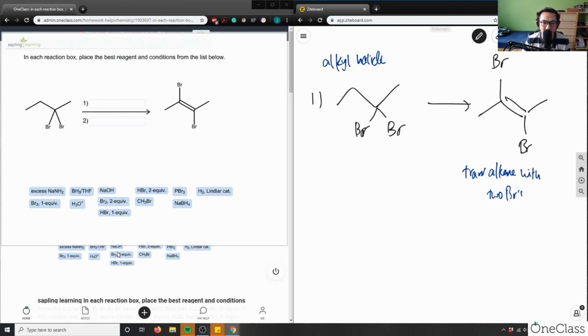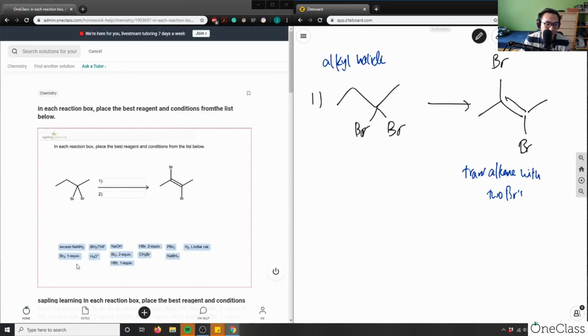PBr3, again, is just a bromination. Lindlar's catalyst doesn't do anything with my alkyl halide with the alkene double bond, because that just reduces alkynes to alkenes. Bromine, 1 equivalent, doesn't really do much here. The acid here wouldn't reduce my base here. It would actually just make an OH group, so another hydroxyl. CH3Br does not react with an alkene. Alkenes don't react with each other. NaBH4 would be simply a reducing agent. So again, I don't have a carbonyl group here.